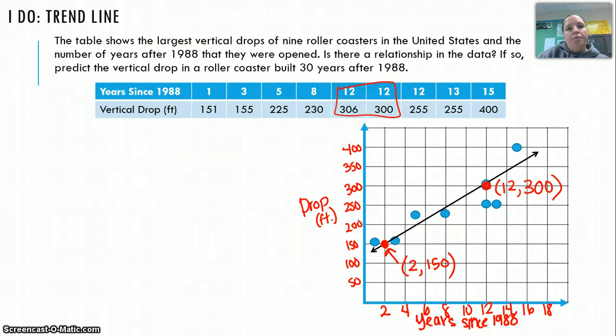So what I'd like you to do from here is to take those 2 points, write the equation of a line. I'd like it in slope-intercept form, and then see what you can do as far as using that equation. How high is that vertical drop 30 years after 1988? So that's your challenge to finish this. We'll go over it in class tomorrow.